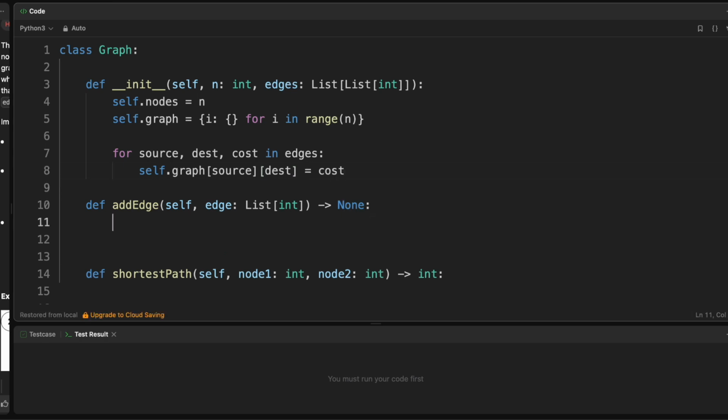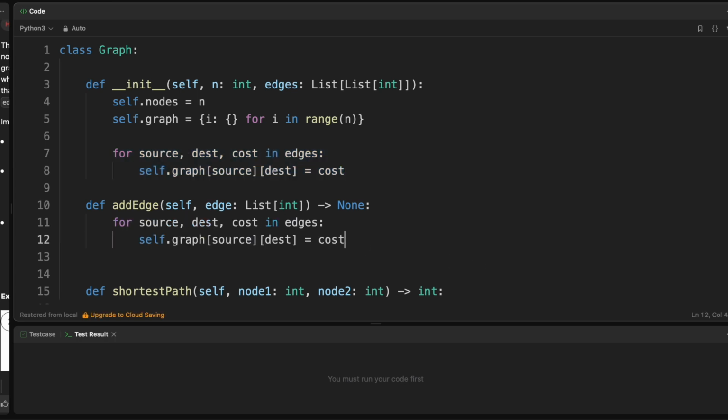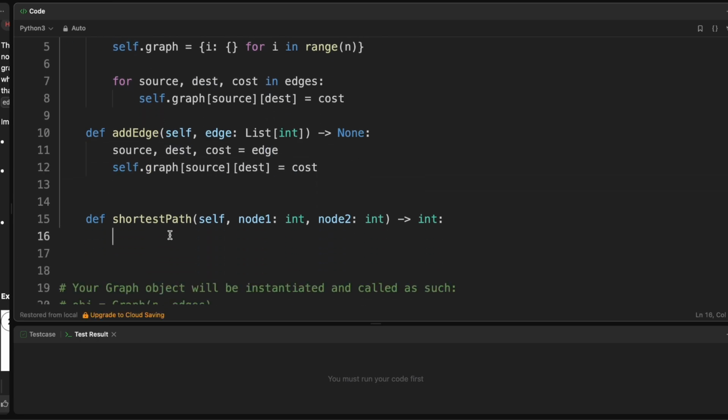Now let's come to add edge, and that's going to be similar to the previous part which we did right over here. So let's just copy this out and put it over here, and make some changes to this. This is going to be source, destination, and cost, which will be the edge which we were given. And then we're just going to do this thing. Right, so add edge is done.